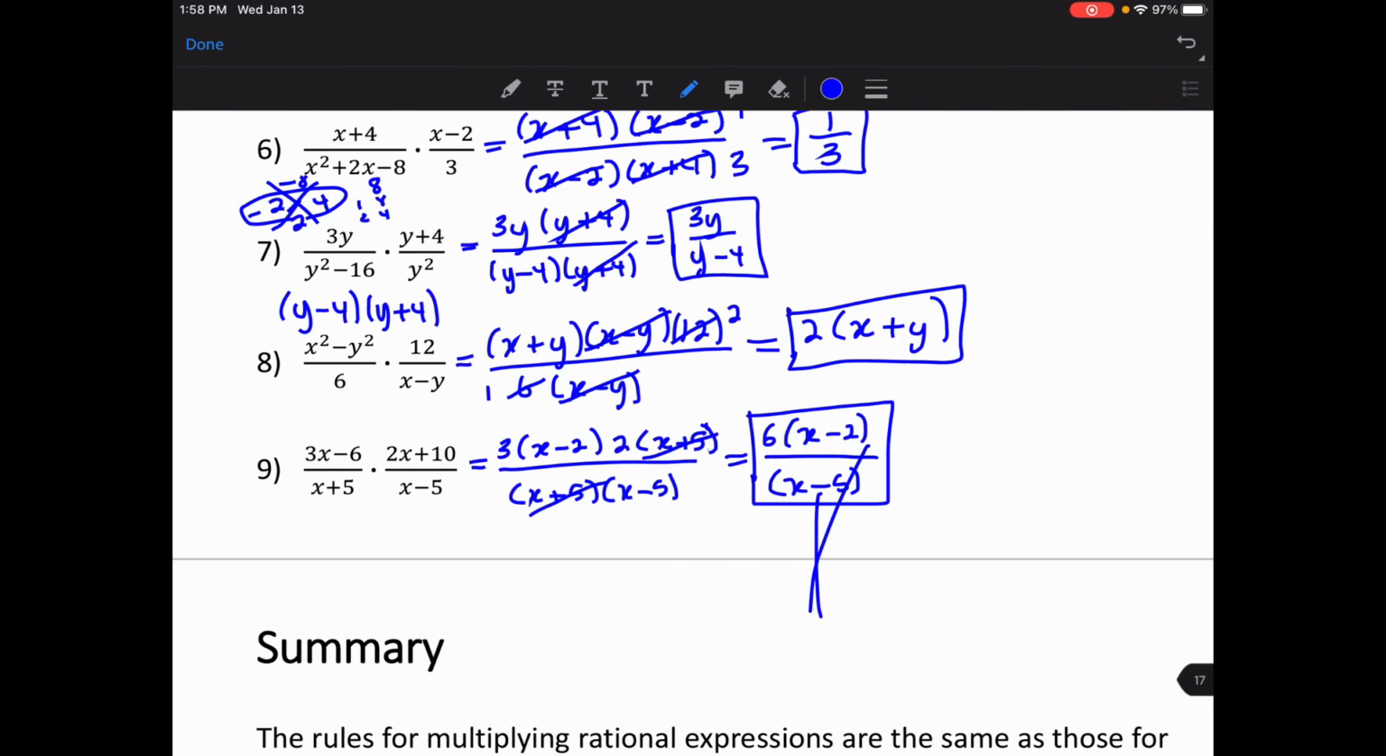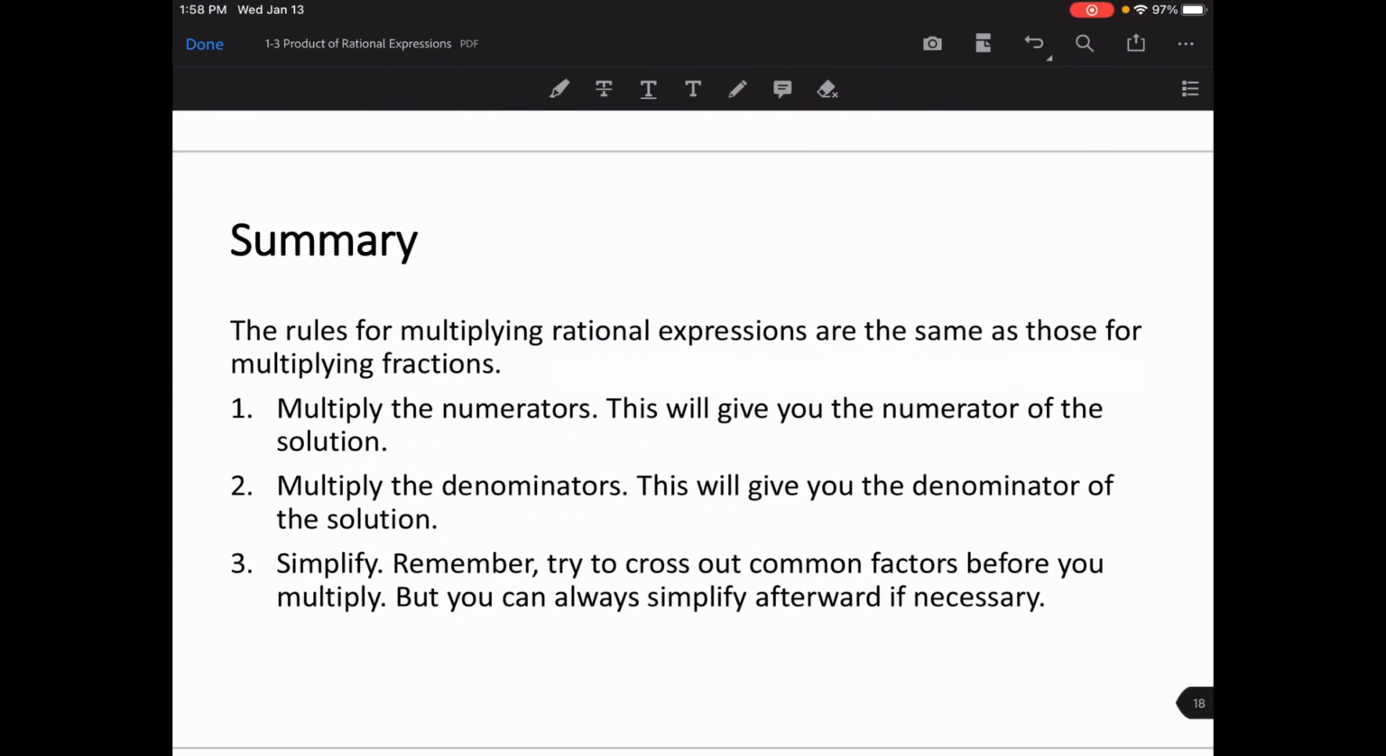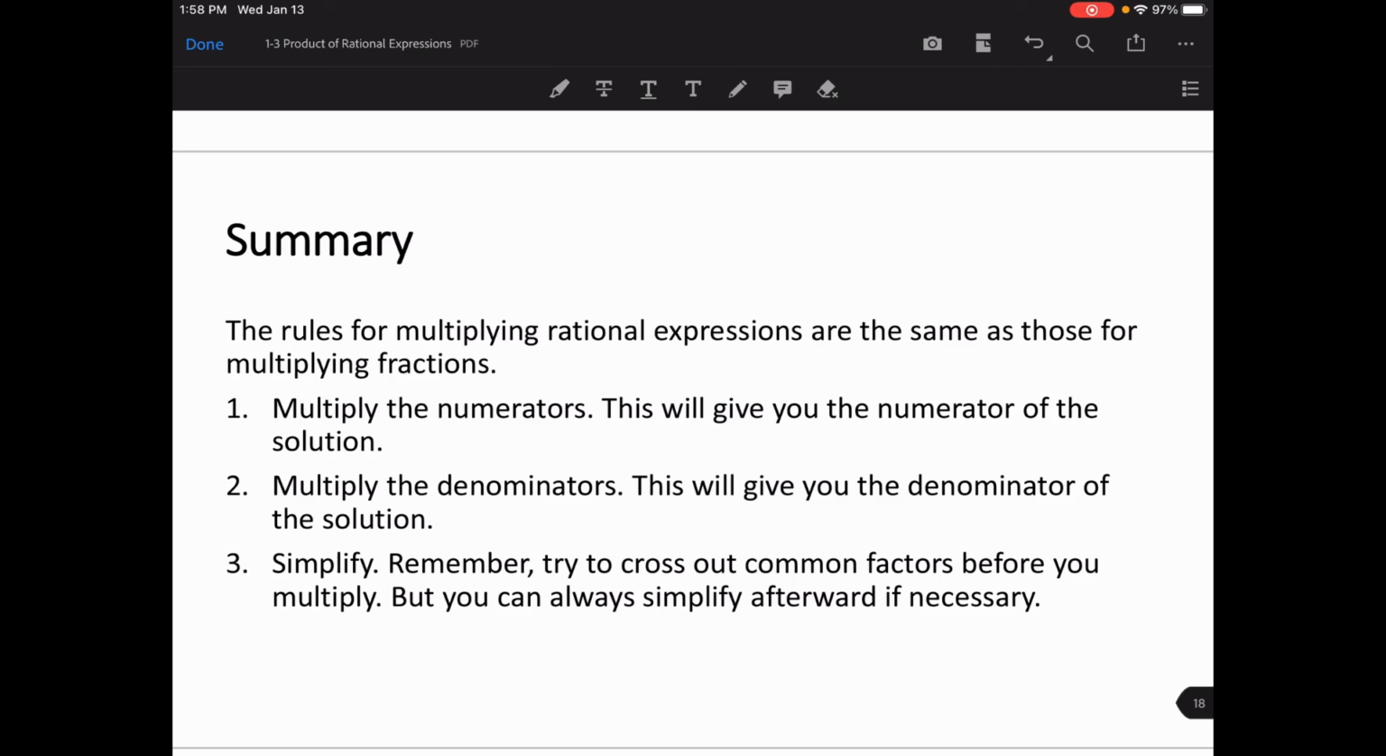In summary, there we go. The rules for multiplying rational expressions are the same as for multiplying fractions. You multiply your numerators together, which gives you your numerator solution. Multiply your denominators together, you get your denominator solution. And then lastly, you want to simplify. And as we looked at in a few examples earlier, you will try to cross out common factors before you multiply, and then you can always simplify afterward if necessary.